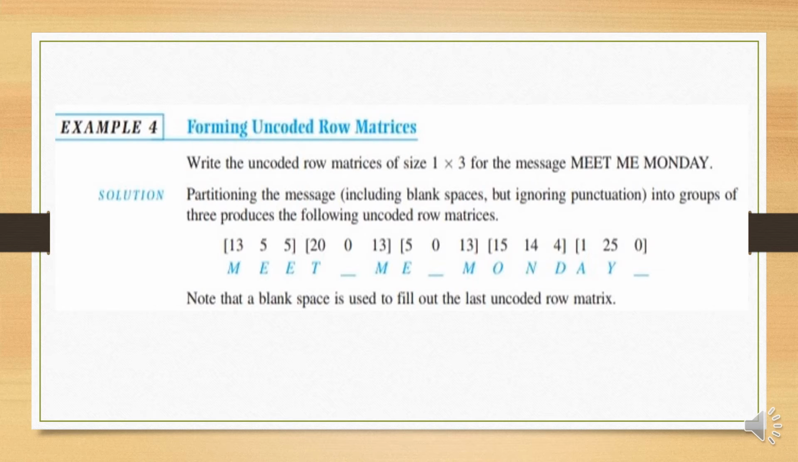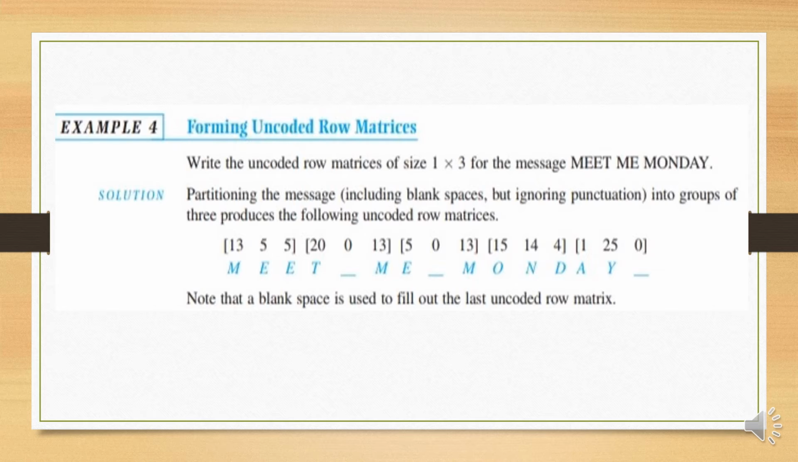Next, example 4, forming encoded row matrices. Write the uncoded row matrices of size 1 by 3 for the message Meet Me Monday. Partitioning the message, including blank spaces and ignoring punctuation, into groups of 3 produces the following uncoded row matrices. We already know the assigned number for each letter.